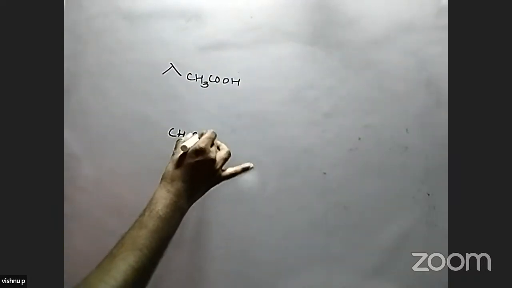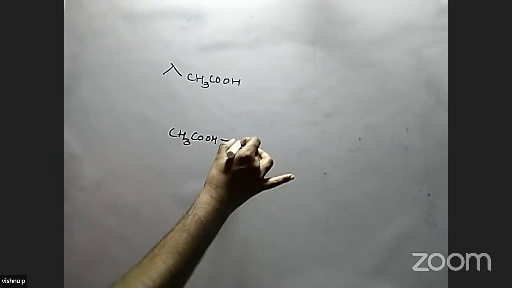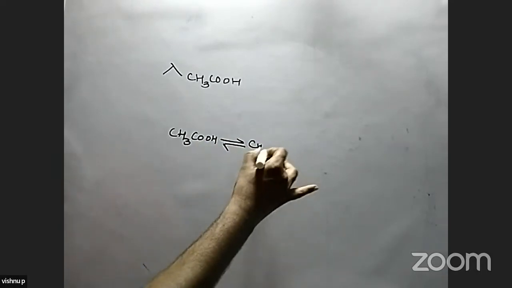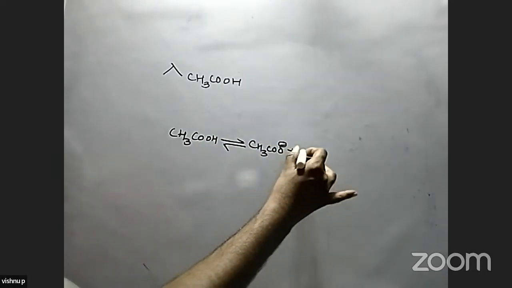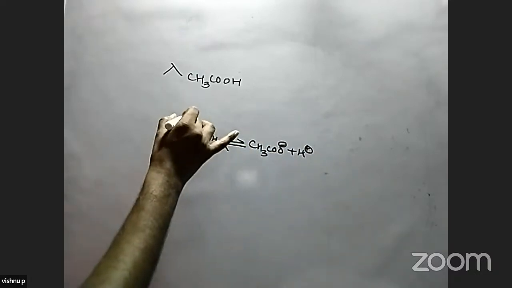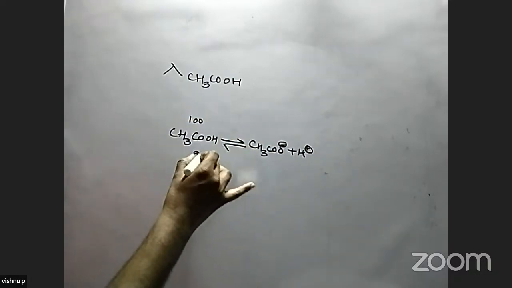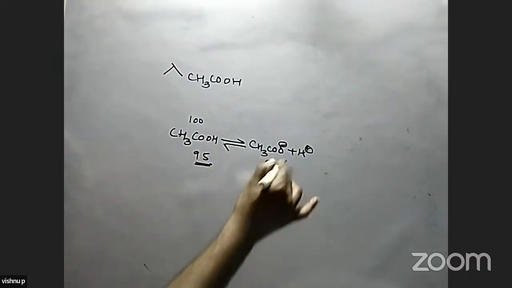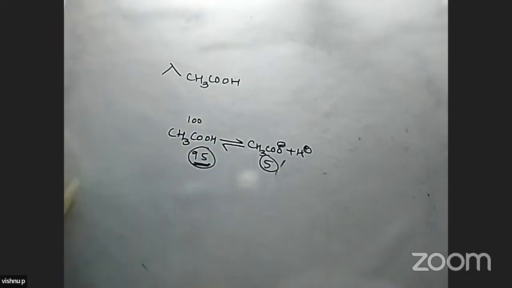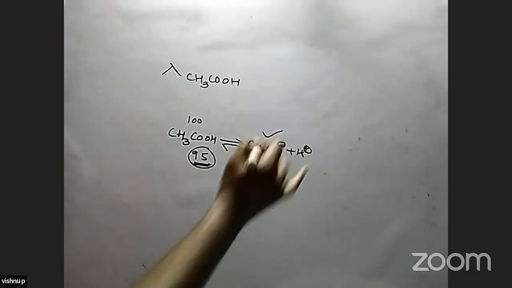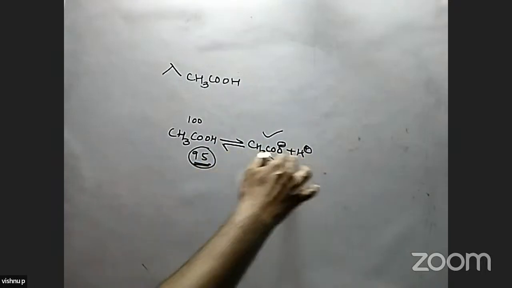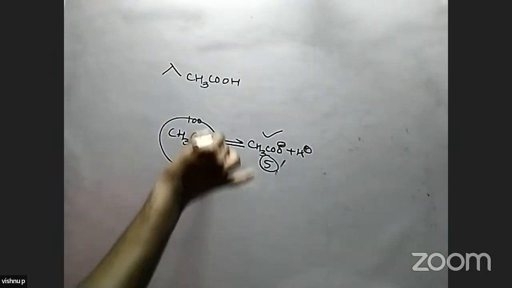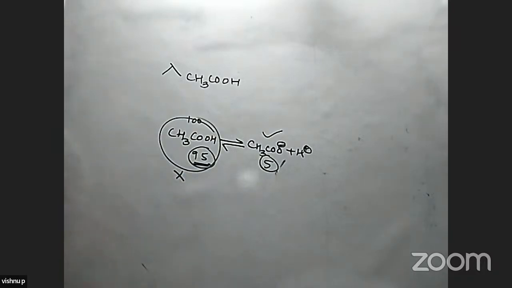Means here CH3COOH, if we take 100 molecules, the equilibrium is formed here: CH3COO minus and H plus in the presence of water. If we take 100 molecules, up to 95 molecules are only undissociated, 5 molecules only dissociated. So we can find out the conductivity of that electrolyte based on ions. For the remaining part, it is not possible to find out conductivity.